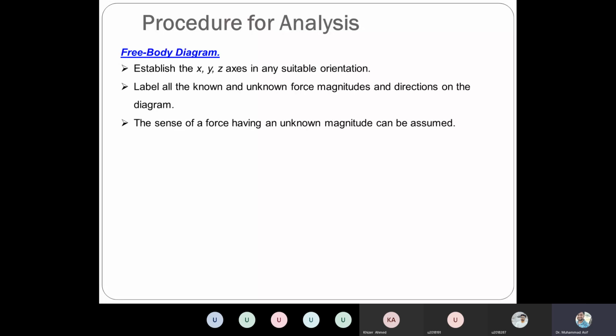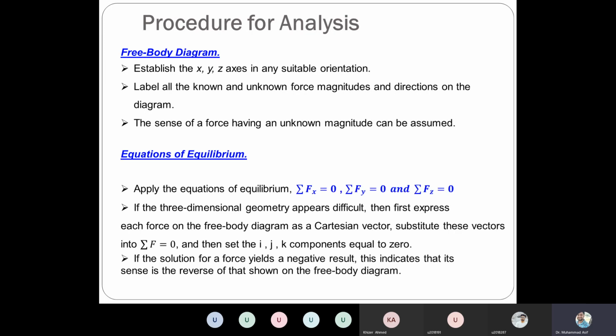And what is the procedure for this one? The procedure is the same: you have to draw the free body diagram, then you have to choose a suitable XY orientation to draw the free body diagram. And if you don't know the direction of an unknown force, then you can assume the direction, and if the calculated value comes out to be negative, then the actual direction is reverse to the direction that you have selected, right? And then you apply the three equilibrium equations.